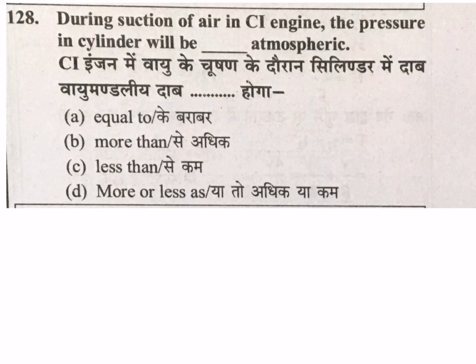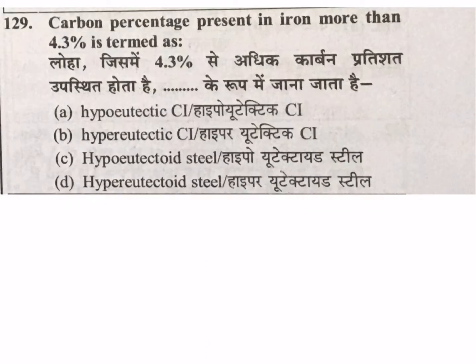During suction of air in CI engine, the pressure in cylinder will be dash of atmosphere. It should be less than atmospheric, otherwise air will not go inside. So C is your correct answer. Pressure inside cylinder should be less than the outside pressure or atmospheric pressure.